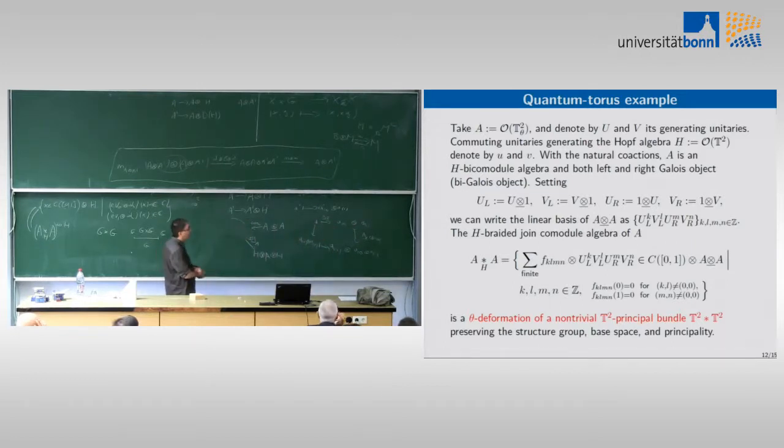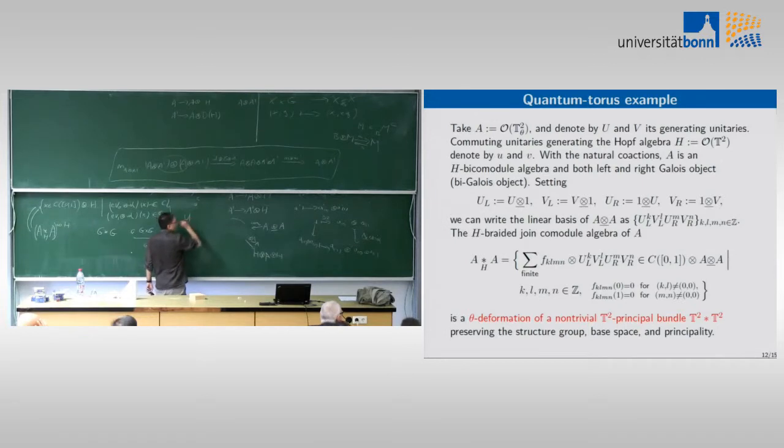Okay. So I take as my Galois object, say, the irrational rotation algebra, but I just take polynomials. I have two unitaries that commute up to a modular phase. Then, in the join construction, I take, in an obvious way, a Galois object of the Hopf algebra of a classical torus, and the coaction just couldn't be simpler.